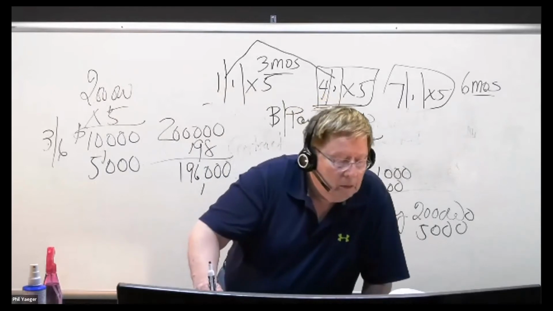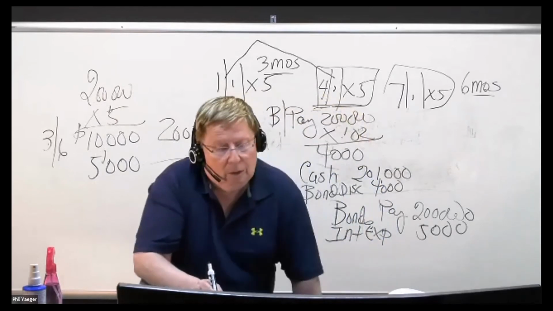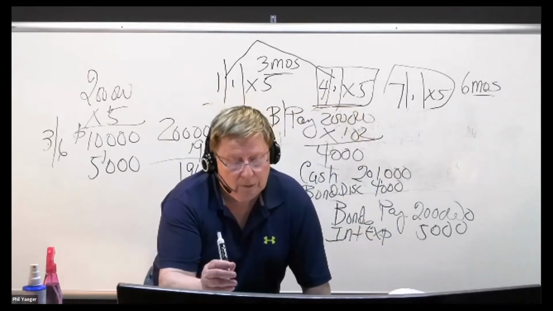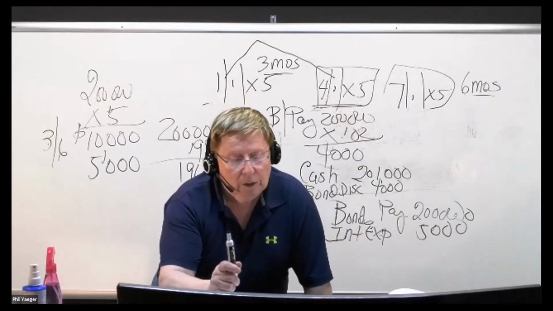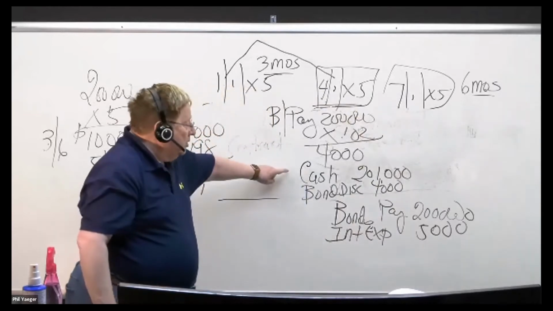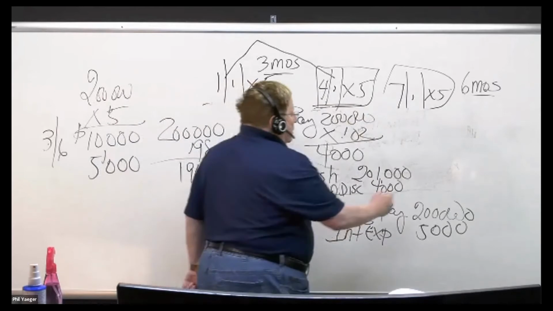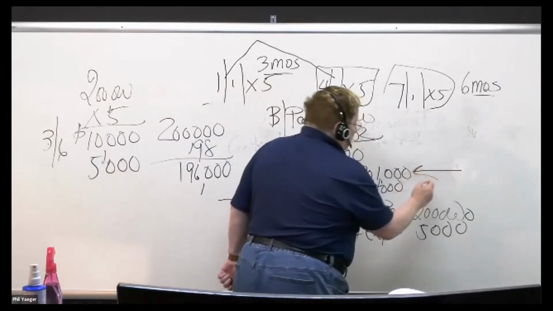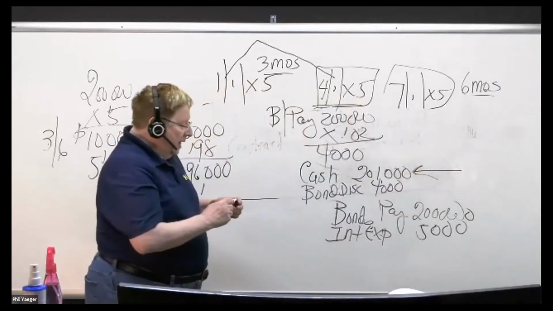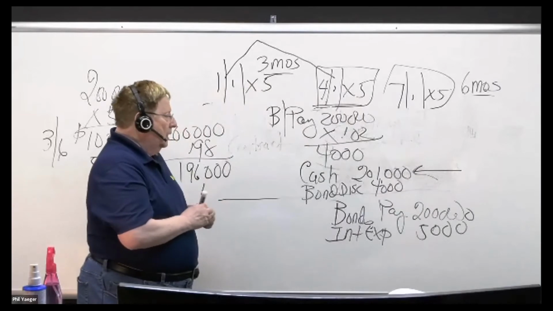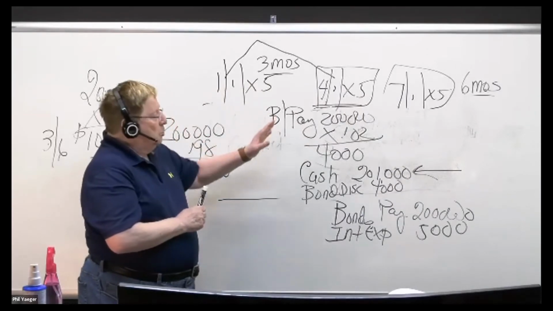1 minus, let's see, what do you think the answer is? 101,000. Plug in the entry I showed you. What is it? $201,000. That's the cash receipts. Okay, all right, and these dates were correct.